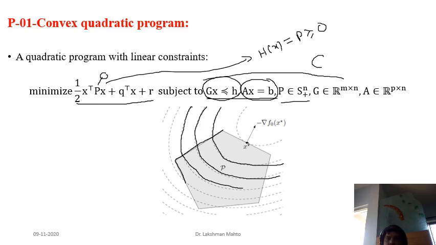So here this contour or level curve is touching, or you can simply say that it is supporting the feasible set at this point x star. That's where this x star is an optimal point of this problem. So this one is the geometrical visualization of the optimality condition of a convex quadratic program.